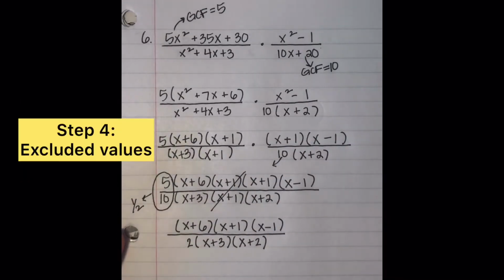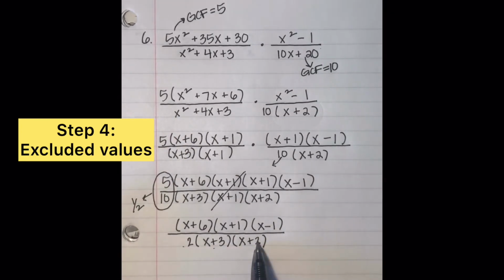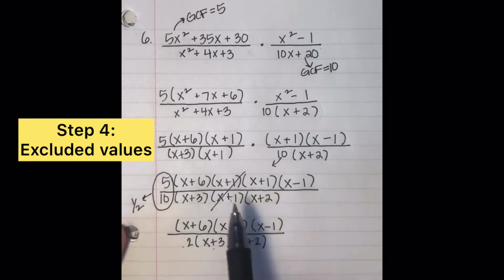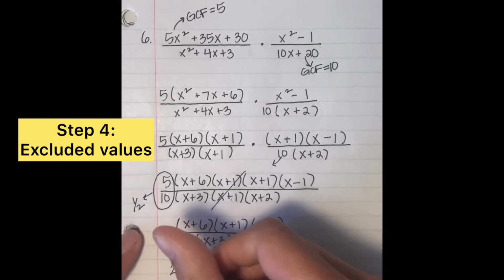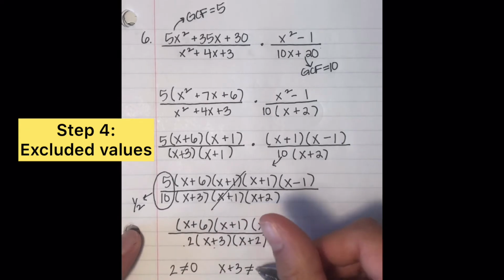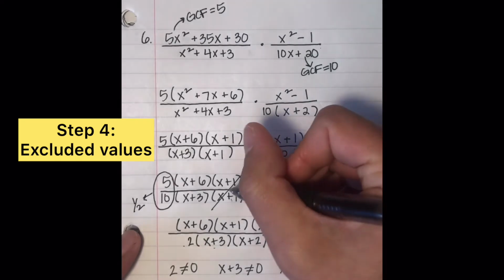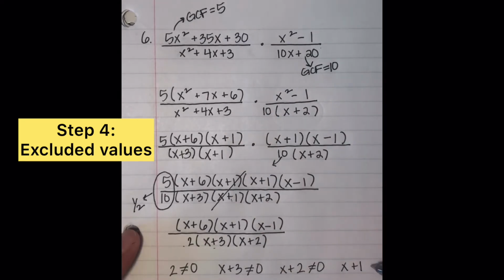All right, we need to talk about excluded values. So we've obviously got 2, x plus 3, x plus 2, but we don't need to forget the x plus 1. So 2 is not equal to 0, x plus 3 can't be 0, x plus 2 can't be 0, and then don't forget about the one you eliminated, x plus 1 can't be 0.